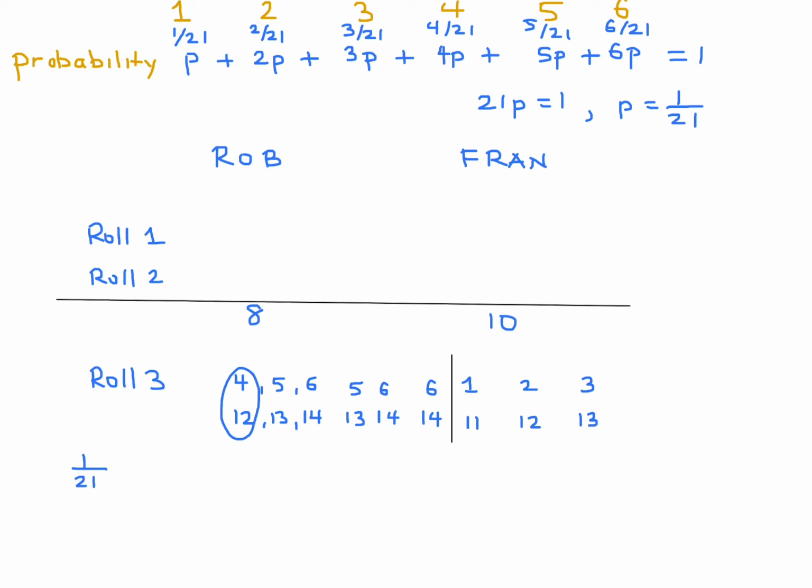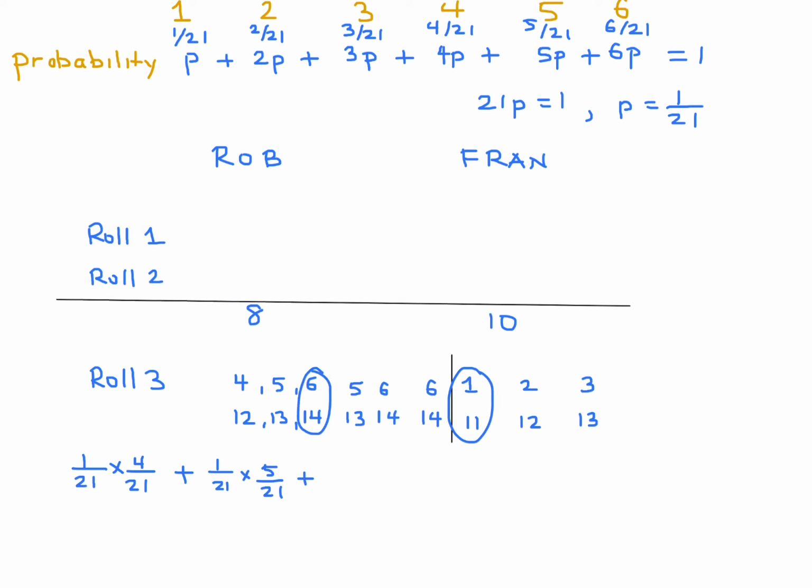And Rob has to roll a 4. Probability there is 4 over 21. There we go. We just took care of the first scenario. Now we have to add what other scenario is there. Again, 1 for Fran, but this time 5 for Rob. So it'll be 1 over 21 times 5 over 21 because those are the respective probabilities.